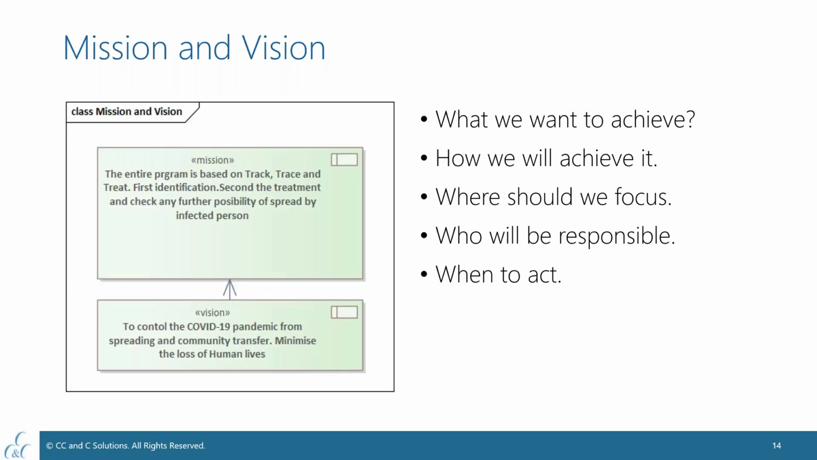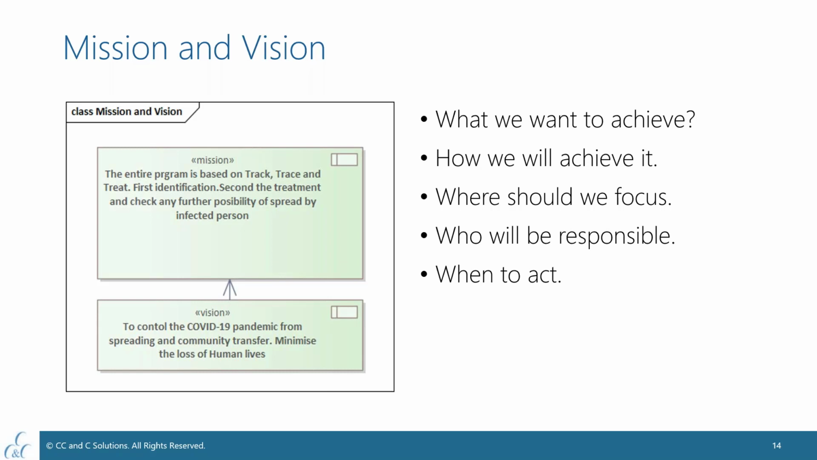Sparx EA helped me to also define strategy, but it has multiple facets. Just to ease things, I have chosen vision and mission. An example is COVID. In COVID, what do we want to actually achieve, what is our vision? We want to control the spreading of the pandemic and community transfer, and minimize the loss of human lives. That is the whole vision.